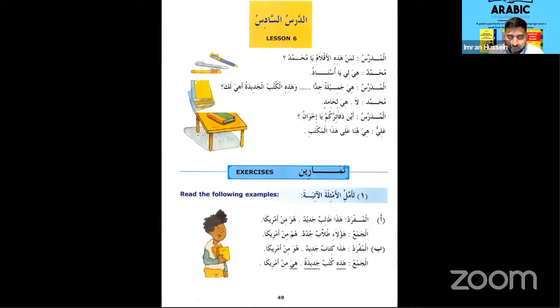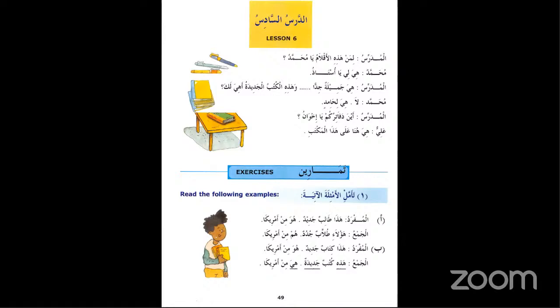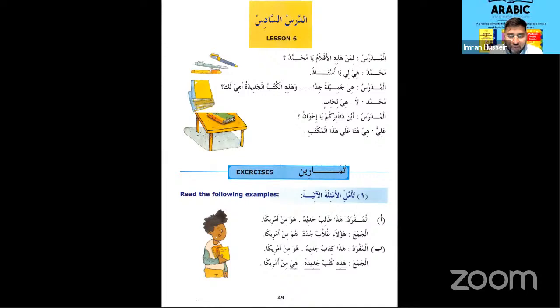Okay, so in the plural, the demonstrative pronoun Haza is changed into Haulai, because it's for a rational being. Talibun changed to Tullabun, and Jadidun changed into Jududun. Excellent. So the plurals for human beings, the adjectives change to plural as well. So Tullabun is plural, and Jududun is plural as an adjective.